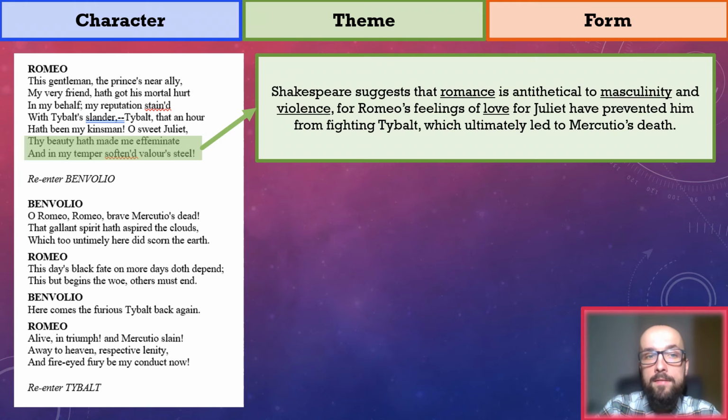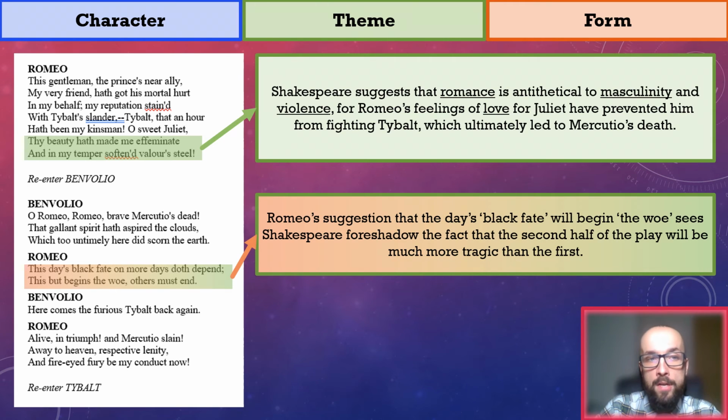Once Romeo finds out that Mercutio has indeed died, he suggests that the day's black fate but begins the woe. This sees Shakespeare foreshadow the fact that the second half of the play will be much more tragic than the first, whereas Romeo's expression that there will be more woe to come almost makes it seem predetermined, almost as if all of this woe is bound to happen by fate.